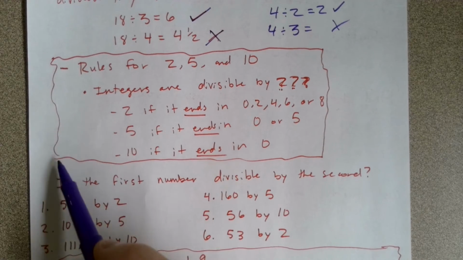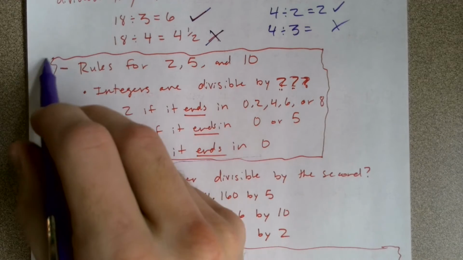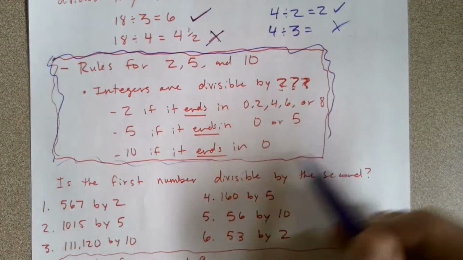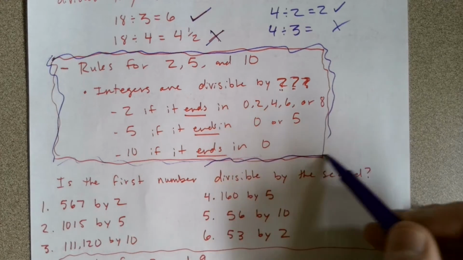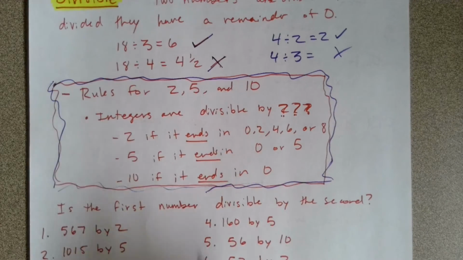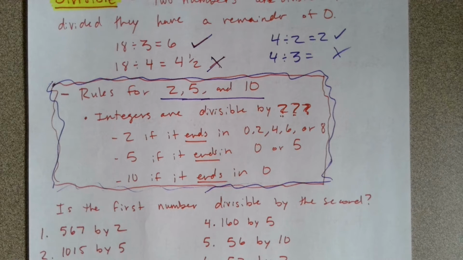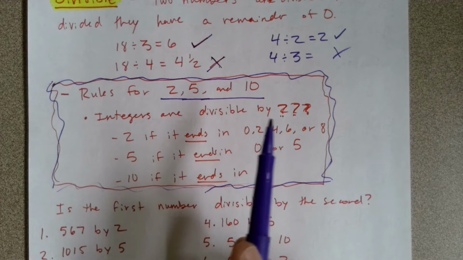Okay, here I have some rules for us. These are some helpful rules to figuring out if numbers are divisible once we get to some bigger numbers, and you can't just look at them and know right away. So these are the rules for 2, 5, and 10. For 2, 5, and 10, integers are divisible by these numbers.